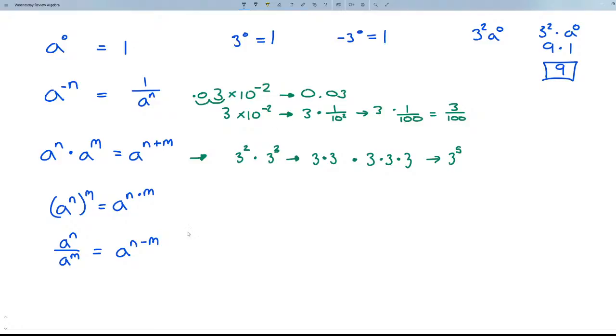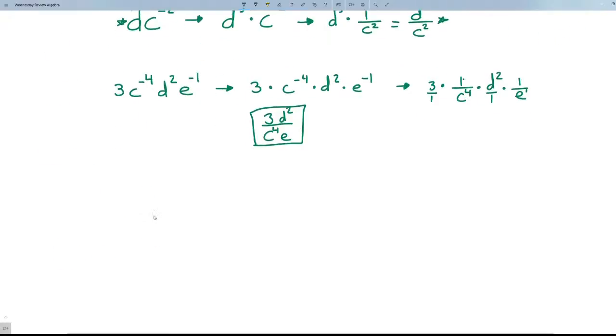All right, let's make that a little bit more complicated. Let's use that algebraically. So I'm going to go to the next page.